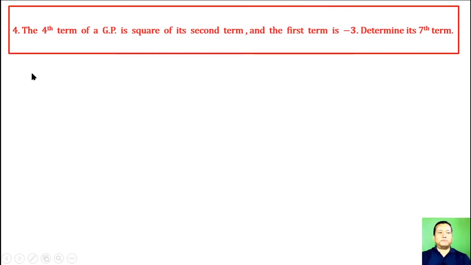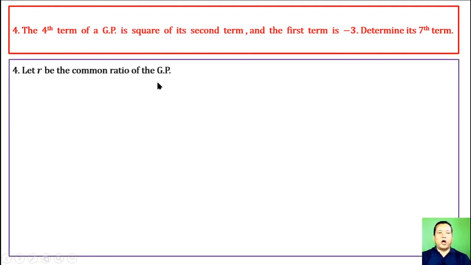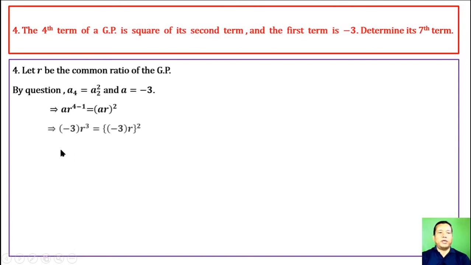Question number 4. The fourth term of a GP is square of its second term, and the first term is minus 3. These are given. Determine its seventh term. We have to find its seventh term. Let r be the common ratio of the GP. By question, a4 is a2 square and a is given as minus 3. a4 is equal to a times r to the power 4 minus 1. a2 is equal to ar as it is the second term. a is replaced by minus 3, and solving we get r equal to minus 3.